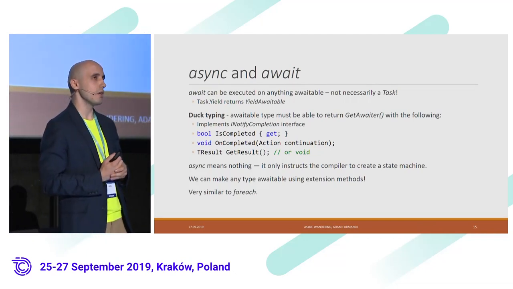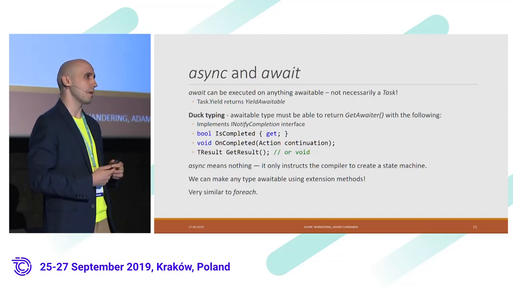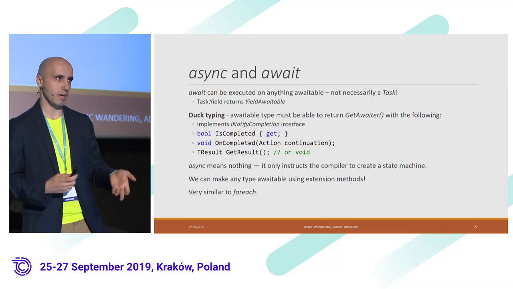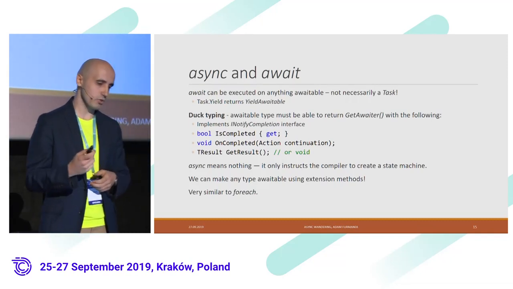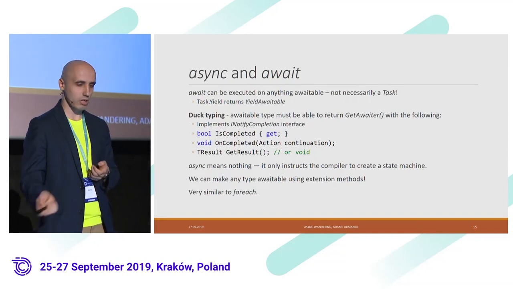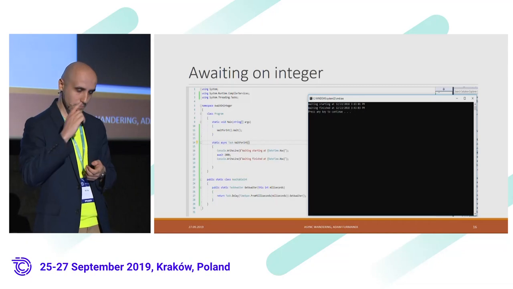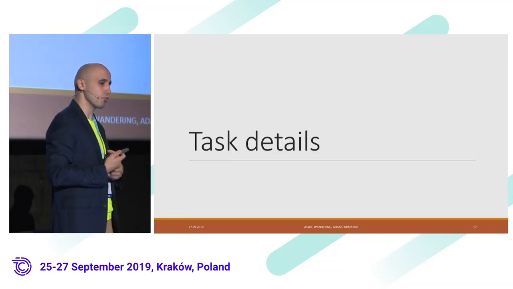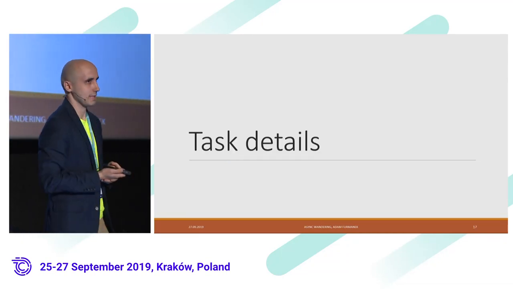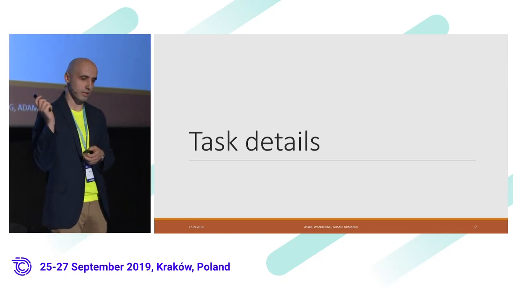And as we can see, we can provide the ability to await anything, not only by implementing some interfaces or by modifying the types, but also by using extension methods. So generally, we can await anything as long as we conform to the expected interface of GetAwaiter. But typically what we do is we just await tasks. So let's actually see what tasks are in the .NET platform and how they work under the hood.